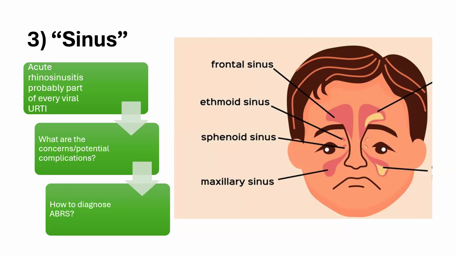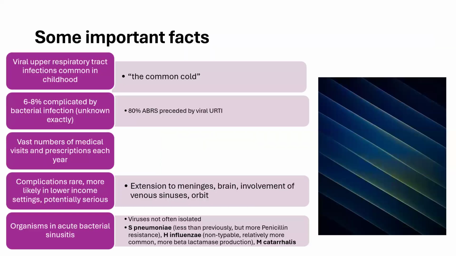So just to discuss what are our actual concerns and potential complications, what are we worried about in these circumstances, and how do we diagnose acute bacterial rhinosinusitis? So what's important to know is, like I just said, we know viral upper respiratory tract infections are hugely common in childhood, hence the common cold. And between 6 and 8% will be complicated or followed by some bacterial infection. Obviously, it's not known exactly because not everyone presents, not everyone is tested.